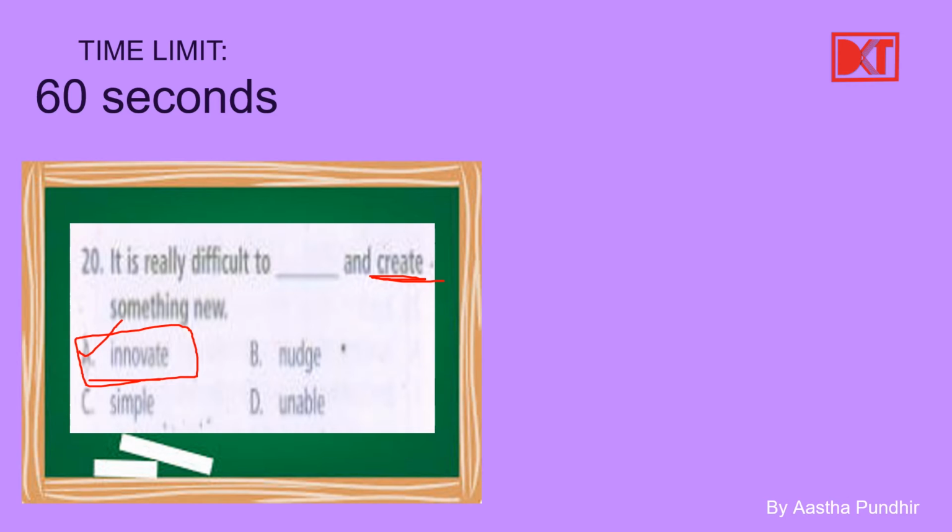Alright. And the other, nudge, is again, we can call it a noun, can be used as a verb as well. Simple is an adjective. Unable is also an adjective. Alright, here we're talking about a verb, because to innovate, to create, these are verbs, so we use innovate.